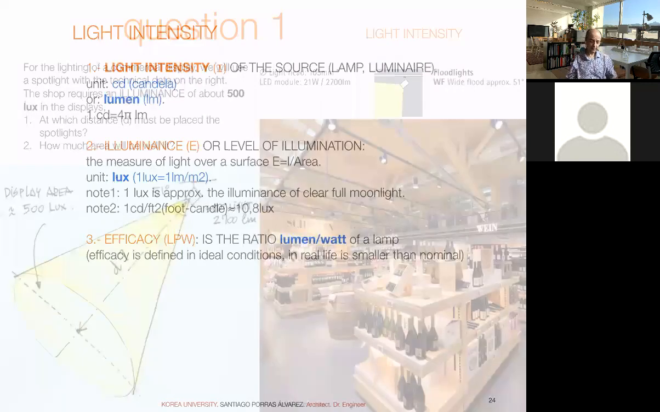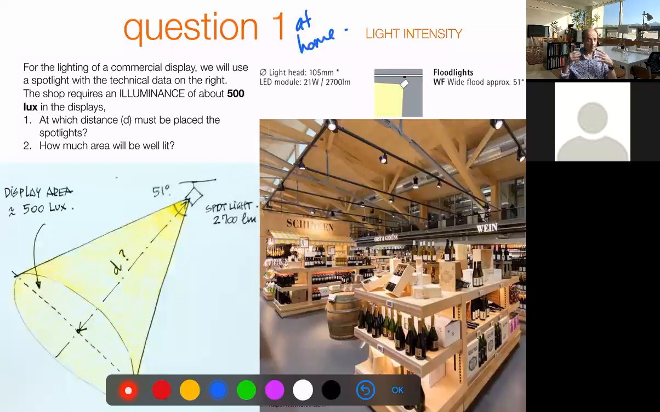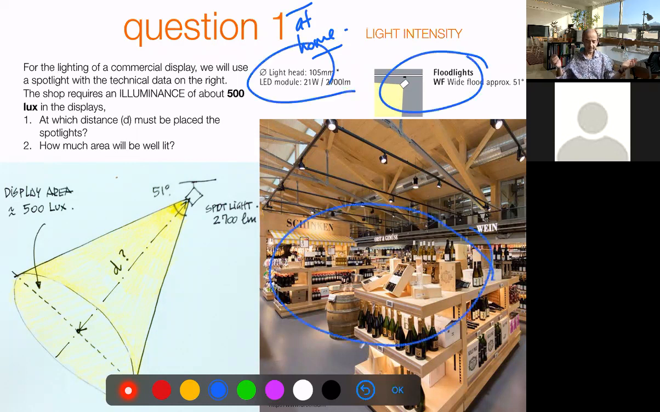Just to practice, I give you one example to do at home. It is a very basic problem, but based on commercial lights. I give you the data, displayed like that, and I'm asking how much you have to separate the lamps, and what distance you have to provide, to get 500 lux in the lit area. Do you have an idea of how many lamps you need and how far apart they need to be? If you go very far, you get less light, and if you go very close, you get more light.